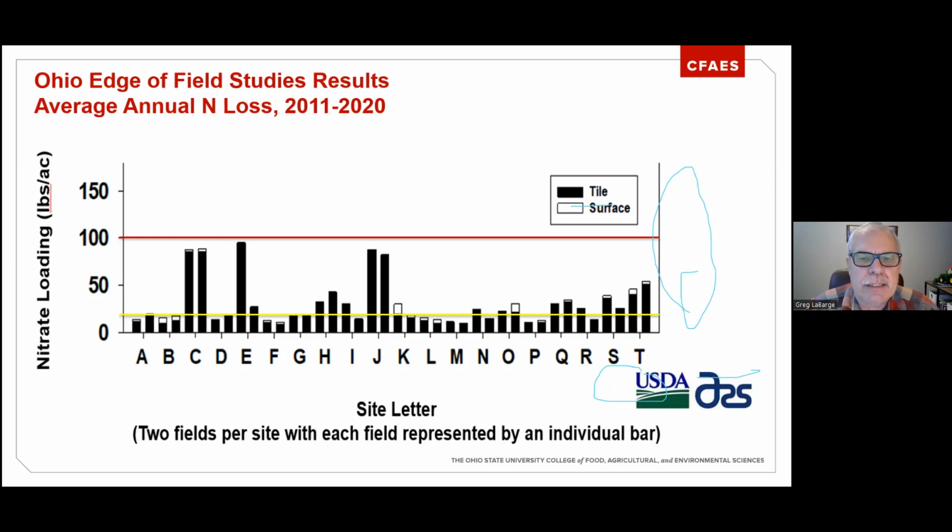Site C, site E, site J, what's going on there? The reality is that in those situations, it's manure applied with commercial fertilizer, and we're not accounting for enough credit towards the manure nitrogen source. So there are some things there that we can think about: better management and better profitability.